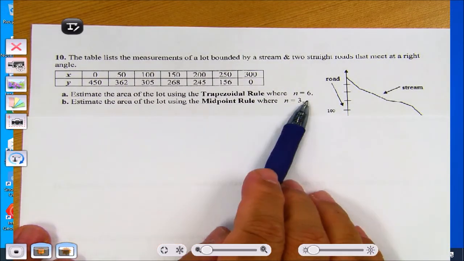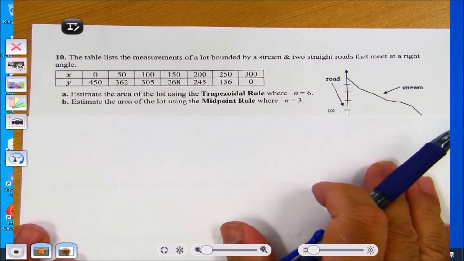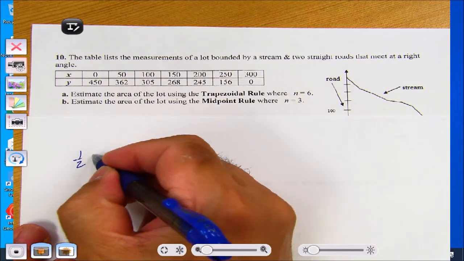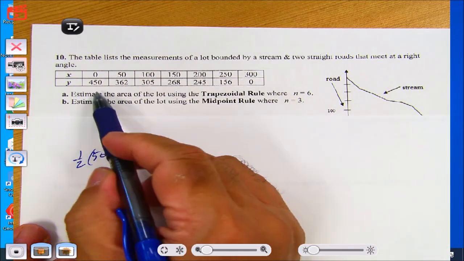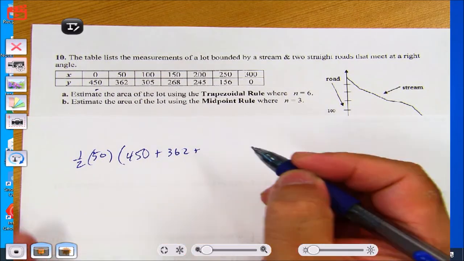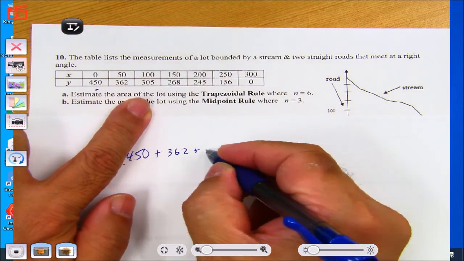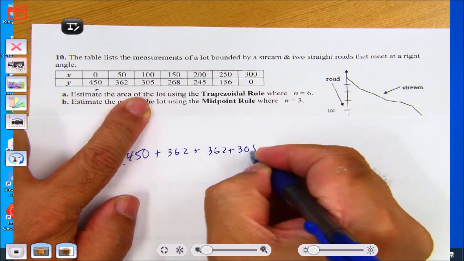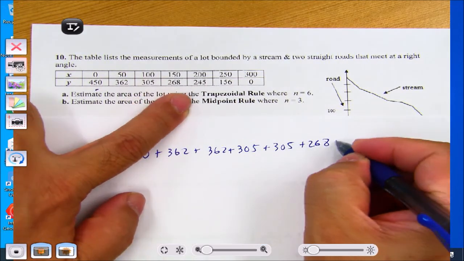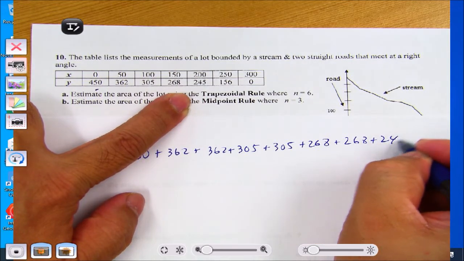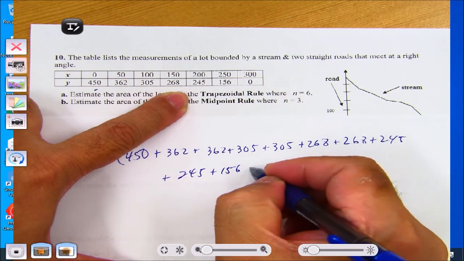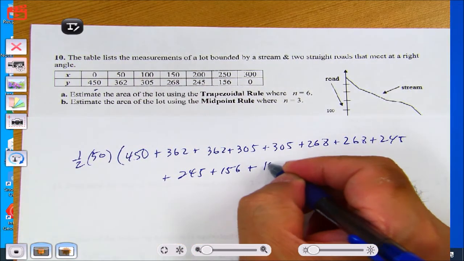Estimate the area of the lot using the trapezoid rule when n equals 6. So you can just do 1/2 the height, but all of them are 50, right? Yeah, 50. So then all you have to do is add these things. It's 450 plus 362. That's the first pair. And then the second pair would be 362 again, plus 305. And then 305 plus 268, plus 268 plus 245, plus 245 plus 156, plus 156 plus 0.